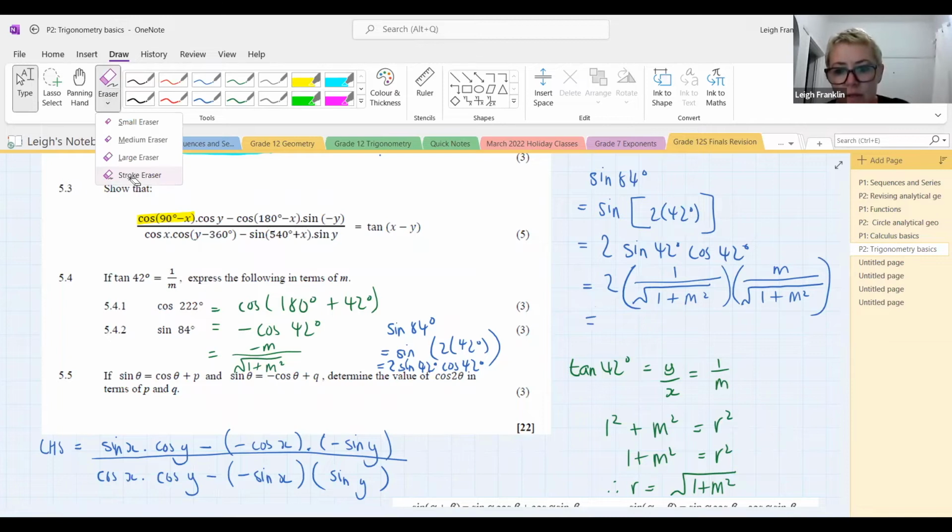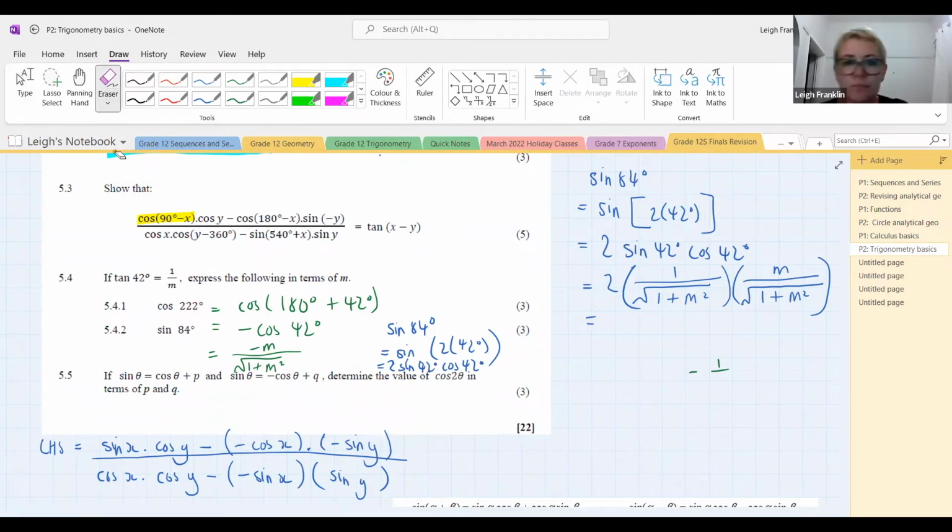I just want to get rid of this. It was part of the same question, but it doesn't matter now. When we multiply fractions, we multiply the numerators together and the denominators together. Remember, this 2 is in the numerator, so it's going to be 2 times 1 times m, which leaves us with 2m. And when we multiply anything by itself, it's that thing squared, so the denominator is just 1 plus m squared as our answer.